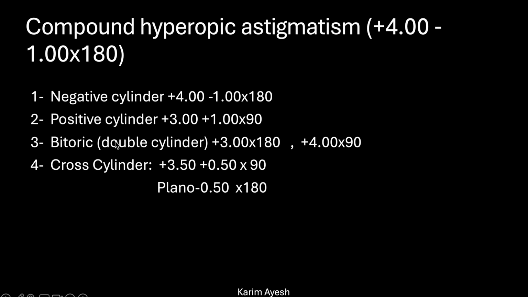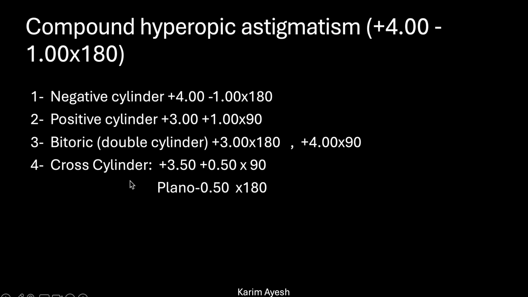Bitoric. How do you get bitoric or double cylinder? After you transpose this refraction to plus cylinder, you enter the first one in the sphere +3 and the reverse axis, which is on 180. After algebraic summation of both of them, it will be +4, and then this axis as it is. So you get bitoric ablation or calculation according to this method.